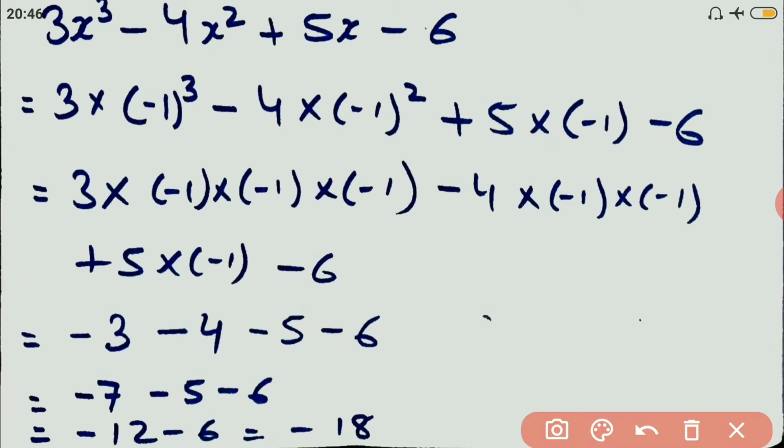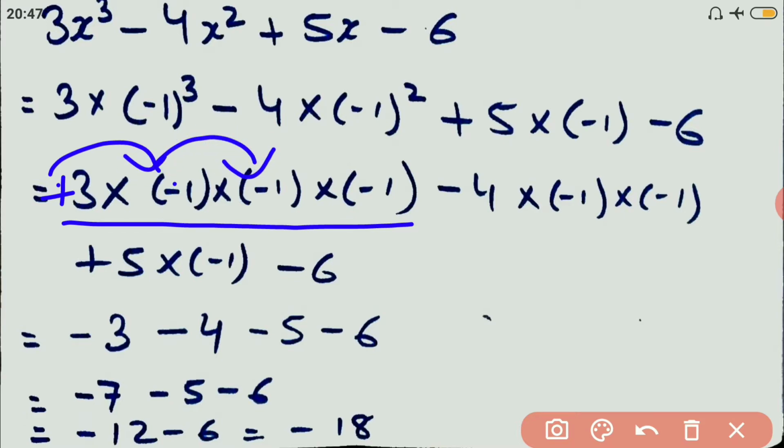The next line: I have to solve this first. While solving this I should multiply its signs first. Plus into minus, if there is no sign it should be a plus sign, as you all know, will give me a minus. Again minus into minus shall give me a plus, and plus into minus shall give me a minus. So ultimately I am getting a minus sign.